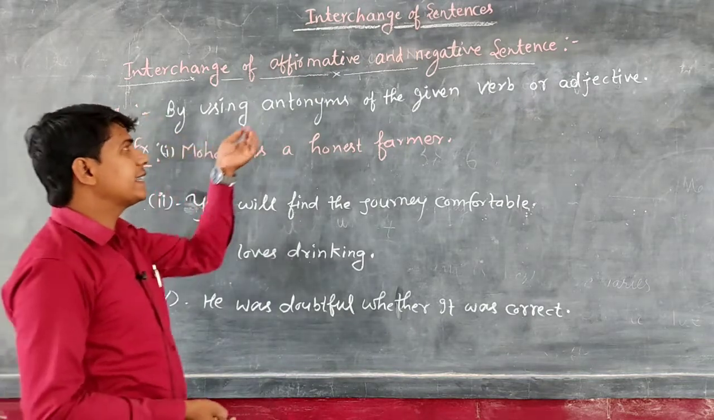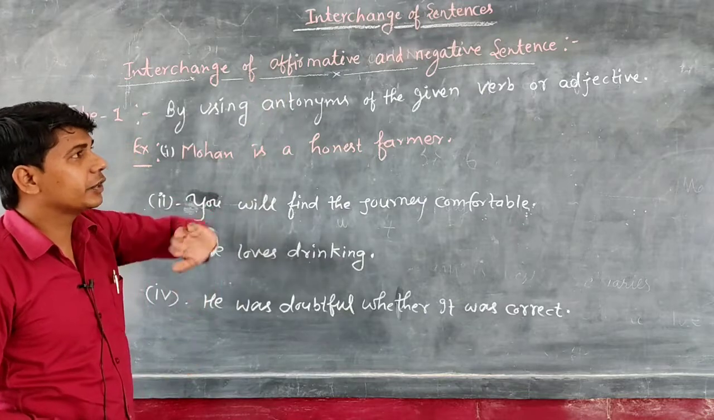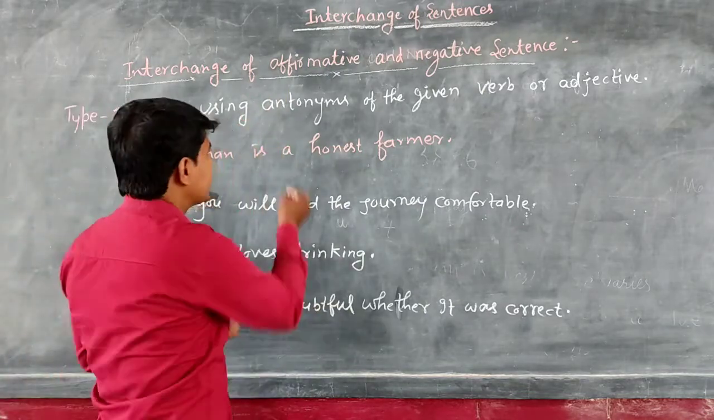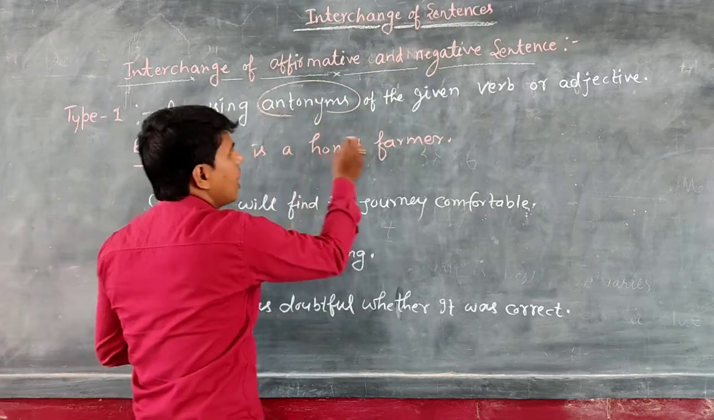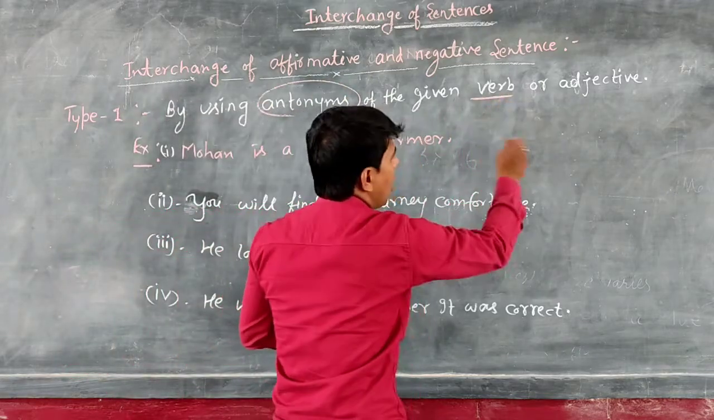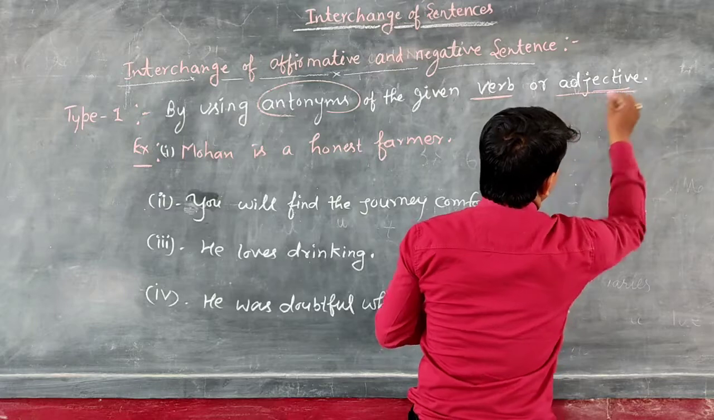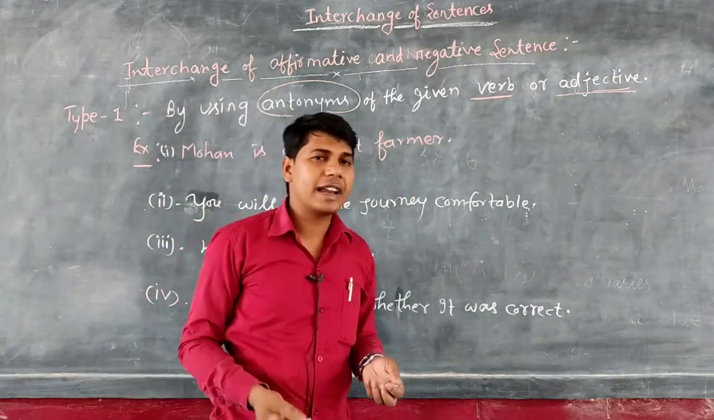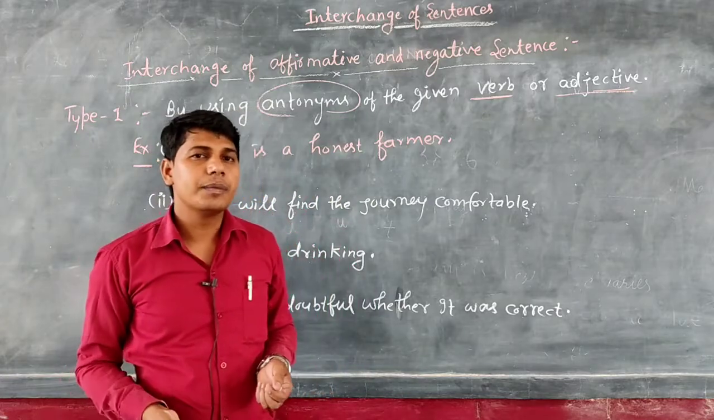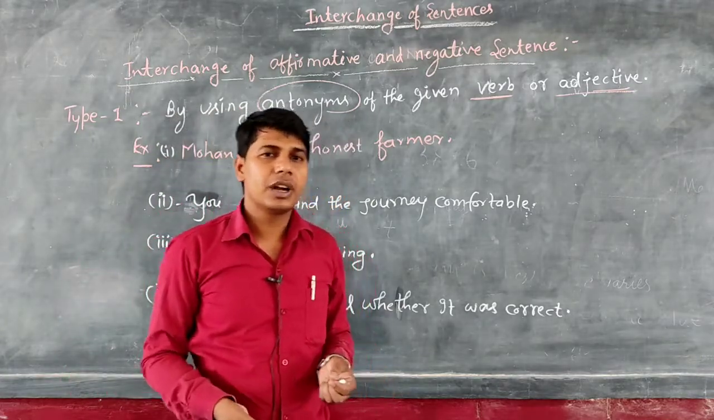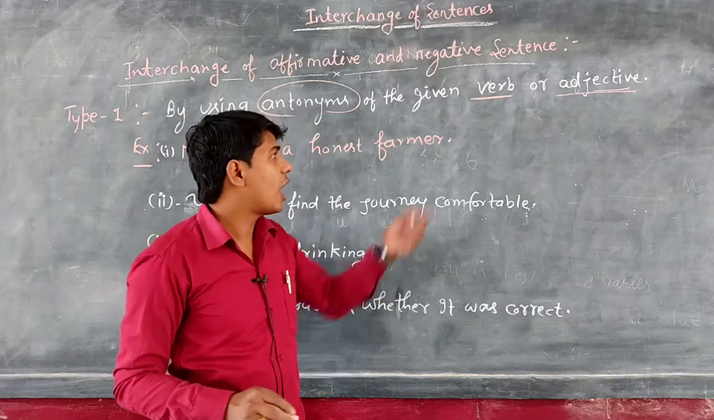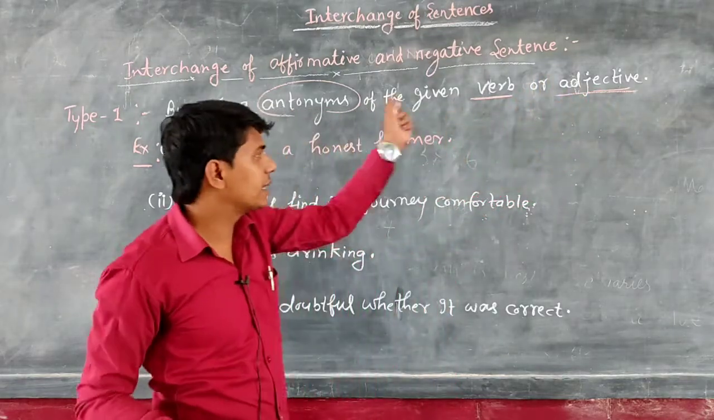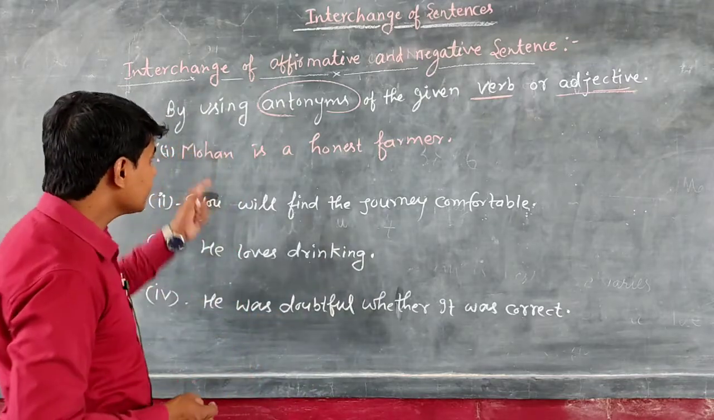We can interchange an affirmative sentence into a negative sentence by using antonyms of the given verb or adjective. Is it clear? We can interchange an affirmative sentence into a negative one by using the antonym, the opposite word, of the verb or adjective. So let's see how to change.